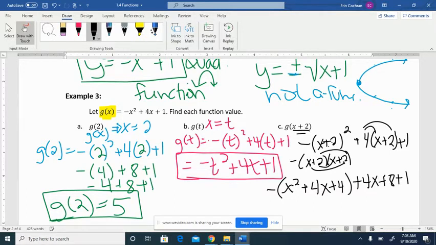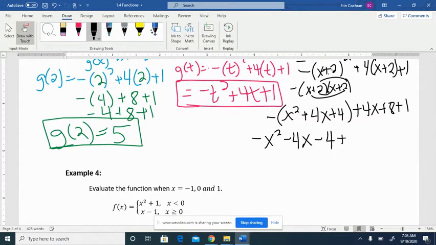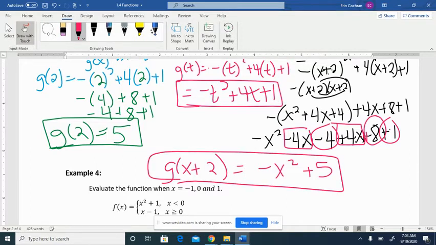Now we have to distribute this negative through. Okay, so negative x squared, negative 4x, negative 4, and then we have the plus 4x plus 8 plus 1. And then we're going to go ahead and combine like terms. So x squared is by itself. We have a negative 4x and a positive 4x, which cancel out. And then we have a negative 4, a positive 8, and a positive 1. So negative 4 plus 8 is 4. 4 plus 1 is 5. So g evaluated at x plus 2 is equal to negative x squared plus 5.